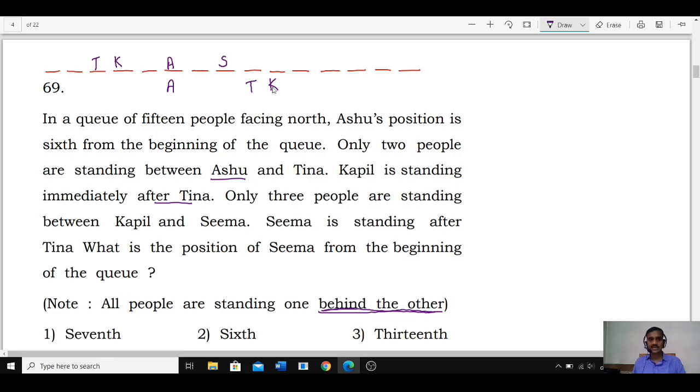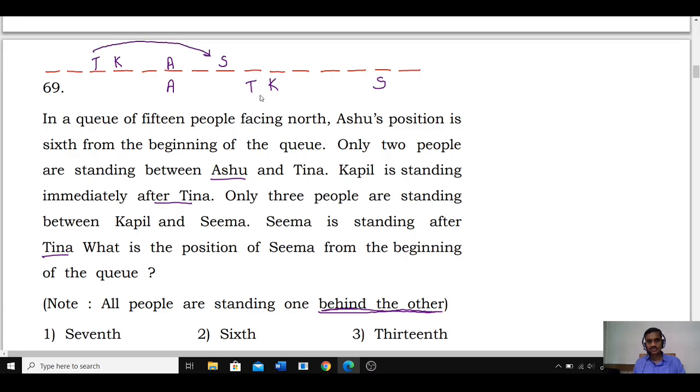In this case, Seema cannot be in this place. 1, 2, 3, Seema must be in this place. 3 people between Kapil and Seema. Seema is standing after Tina. In this case Seema is after Tina, and here also Seema is after Tina.